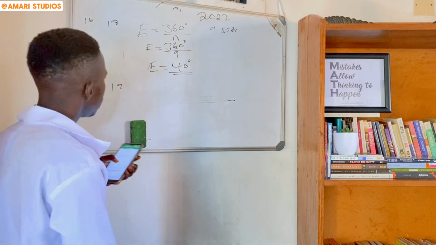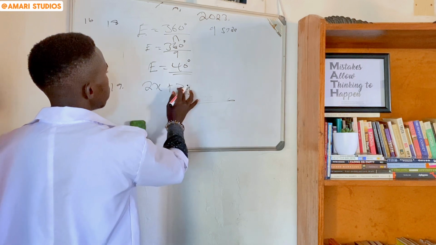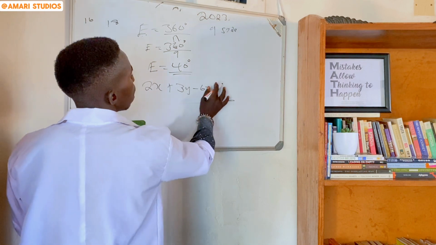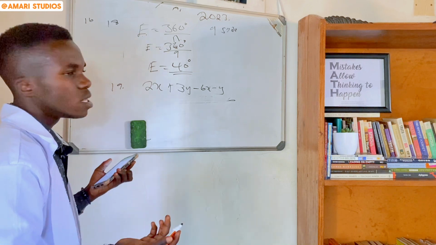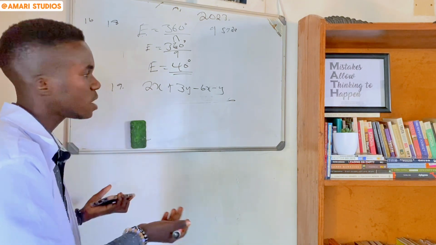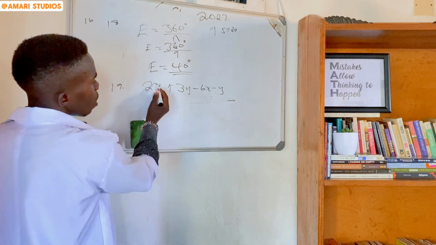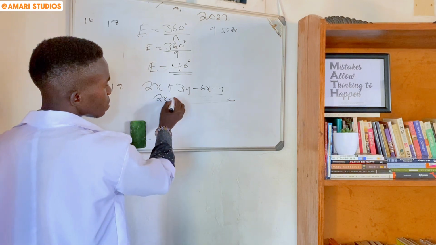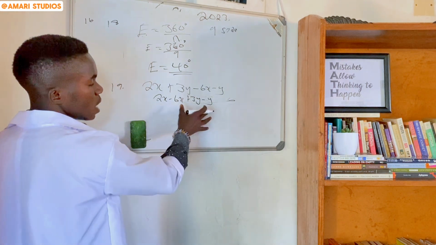Question 19 is saying simplify 2x plus 3y minus 6x minus y. The question said simplify, meaning put it in its simplest form. So you're going to rearrange this by collecting like terms. We're going to say 2x, we are going to collect it with negative 6x there, so it will be 2x minus 6x, then plus 3y minus y. We have collected the like terms there.